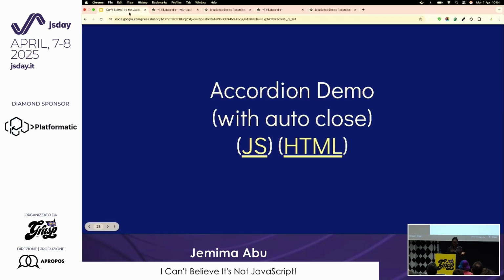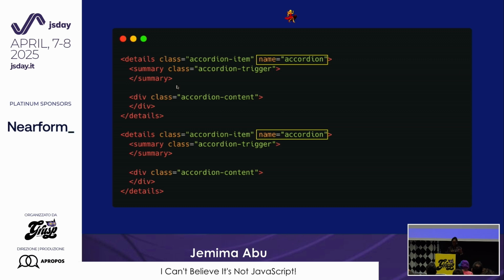How are we achieving this? Simply by adding a name attribute to the details element. So you can also group details elements to say, if this details element is open, close another one. Once you give them the same name, they just work in a group and they auto toggle each other. So that's another super cool feature that details has enabled.